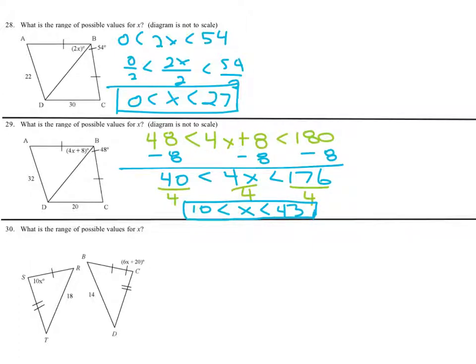So x can be any number between 10 and 43, but not including them. All right, pretty good. This last one is a challenge. One of the reasons it's a challenge is because we have the variable in two parts of it. So we can't really set up a complicated inequality like we can up here.